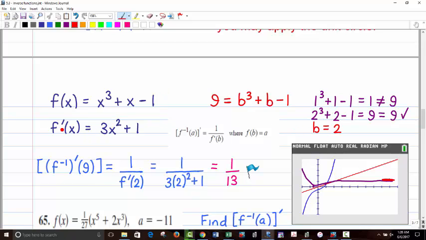And then we already did the derivative. I could have waited, but there it is. So you put 2 in there. 3 times 2 squared plus 1 is 13. So it's 1 over 13.